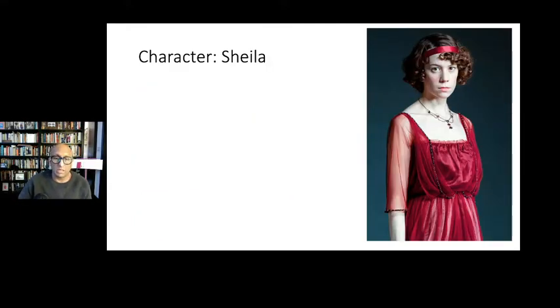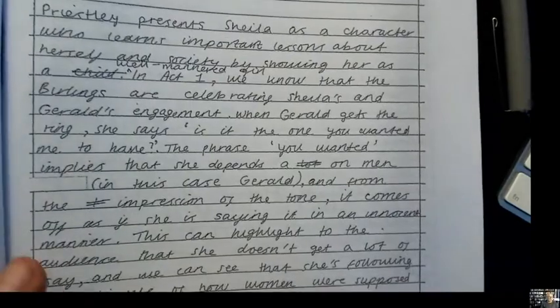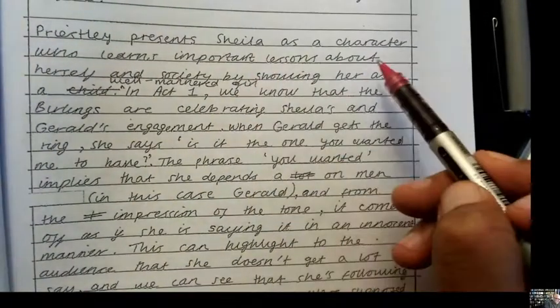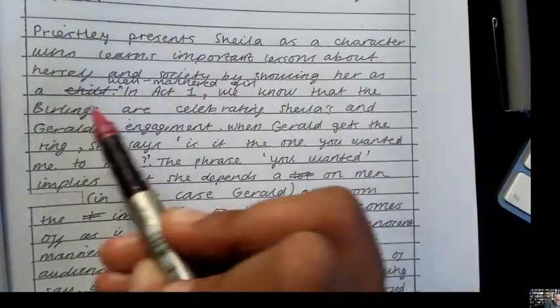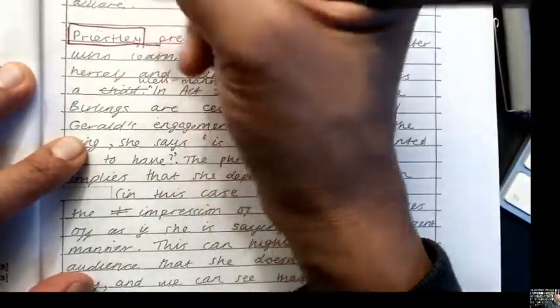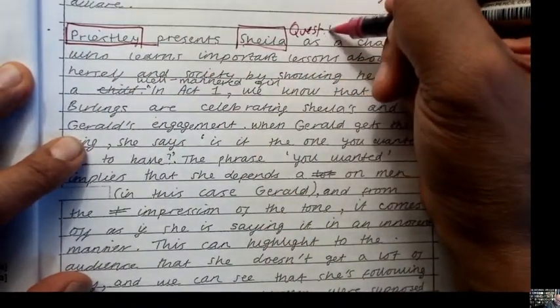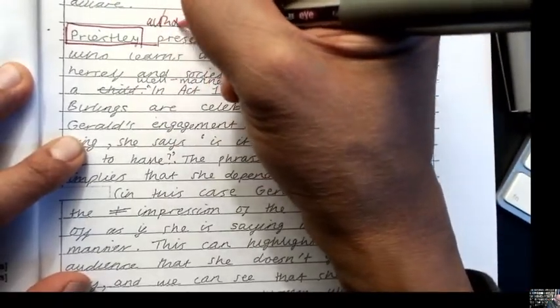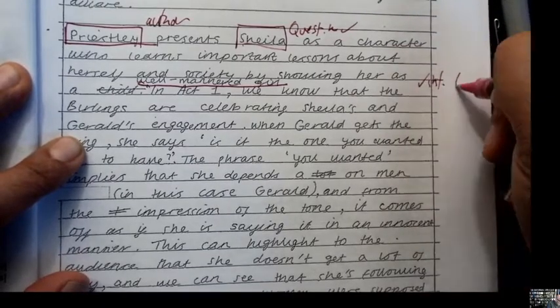Okay, let's take a look at the Sheila essay. These are actual LPS students. So let's see how they do things. "Priestley presents Sheila as a character who learns important lessons about herself and society by showing her as a well-mannered girl." So that is a clear author question interpretation. Topic sentence.